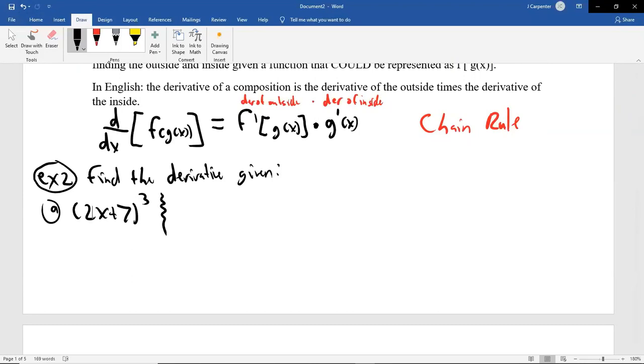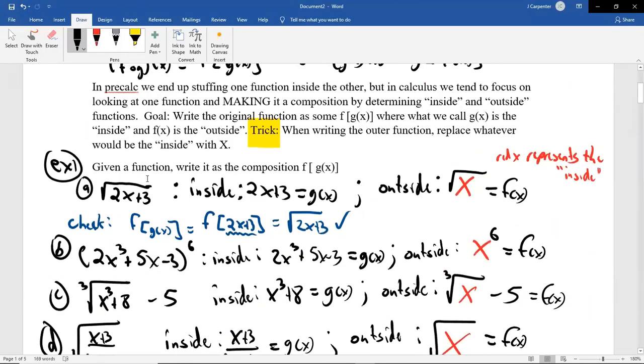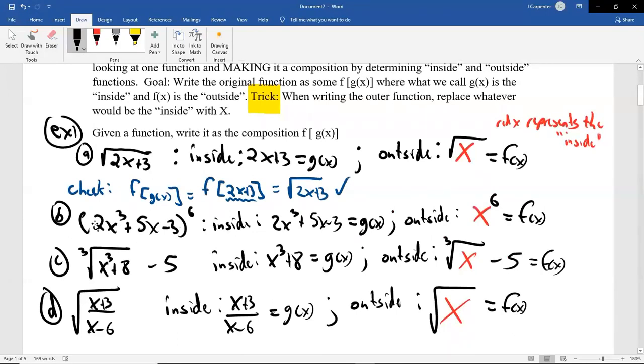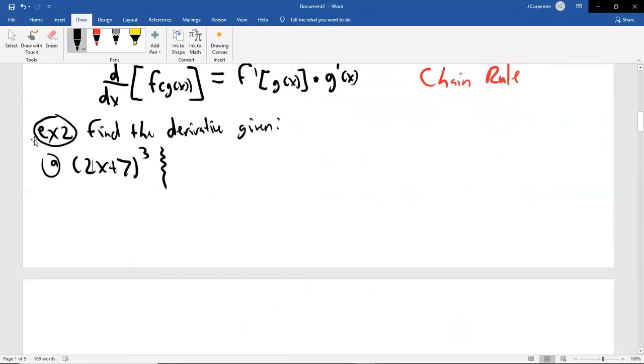Well, unfortunately, that won't work for every type of problem. While you can do it for this one, you can't do that for a square root. It would be very, very difficult to do it with b. And again, c and d you can't do it with. So we need to practice this idea of insides and outsides and then taking both derivatives.